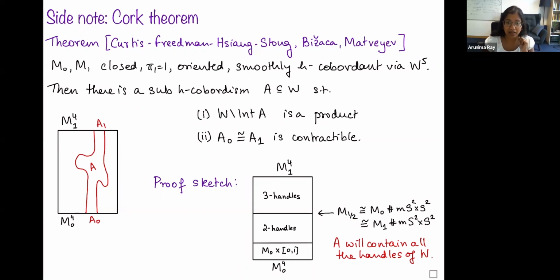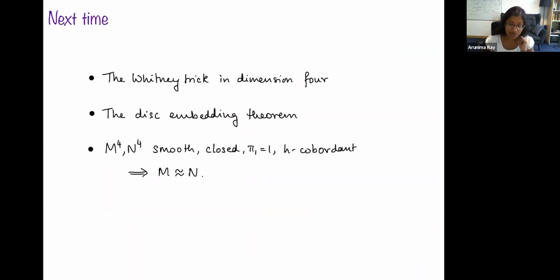Okay. And then finally, returning to our goal, next time we're going to focus on the second part of the proof of this theorem. We're going to look at the Whitney trick in dimension 4. I'm going to talk about the disk embedding theorem. And then finally, we're going to prove that if you have smooth, closed, simply connected, H-cobordant oriented 4 manifolds, then they are in fact homeomorphic.